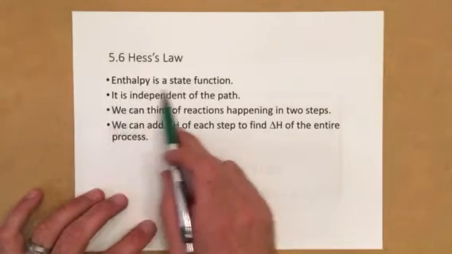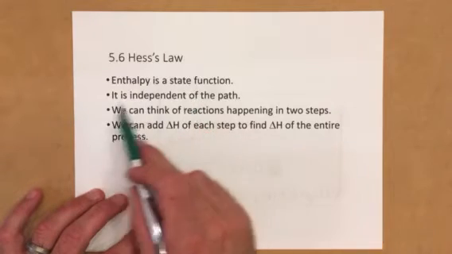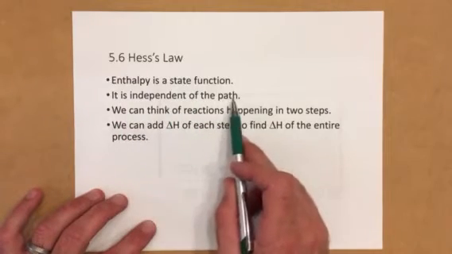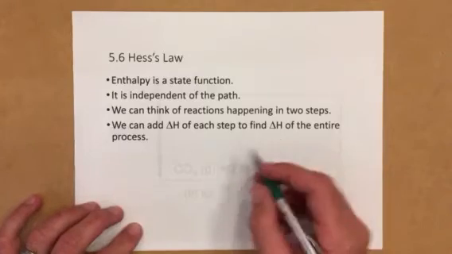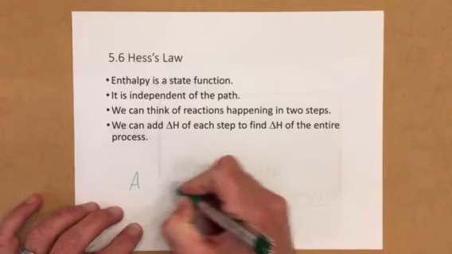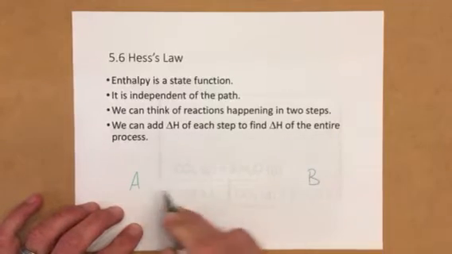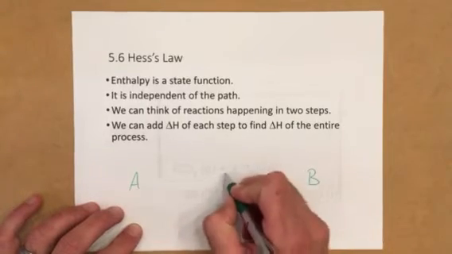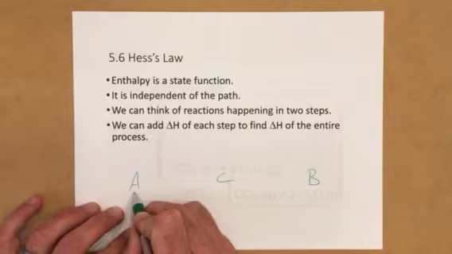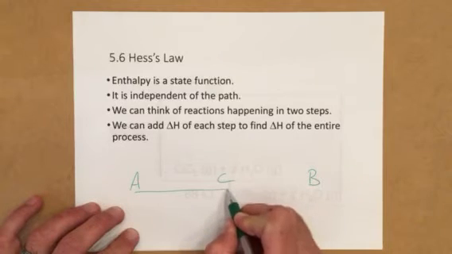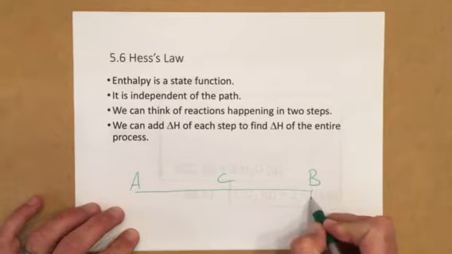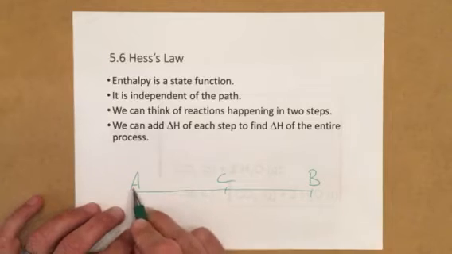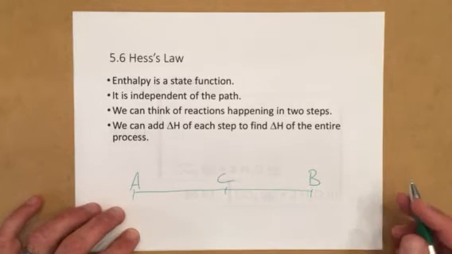So enthalpy is a state function, which means it doesn't matter how you get from point A to point B. It just matters the distance between them. So if we have point A and point B, we want to know the distance between these. Well, if we had a point C somewhere in between, and we knew how far it was from A to C, and then we knew how far it was from C to B, then we could find the distance from A to B. And that's basically what we're doing in Hess's Law.